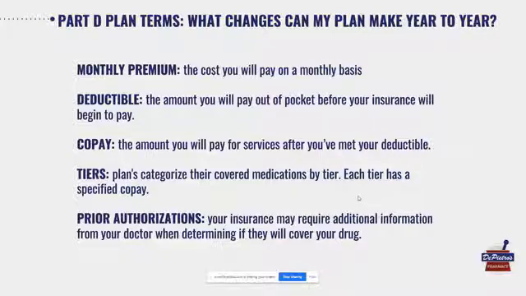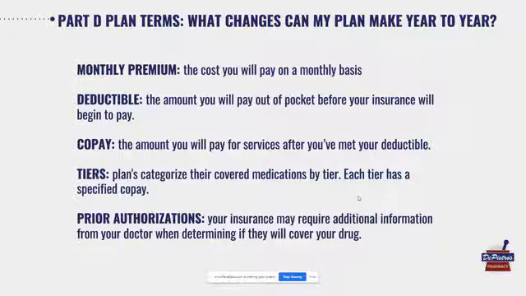Most people are aware of this term, prior authorization, but if you're not, your doctor may order a prescription and you go to the pharmacy to pick it up, and you hear that it's not covered unless your doctor sends paperwork to the insurance. So a prior authorization is a step where the doctor needs to submit additional paperwork to your insurance company for your insurance company to review if they are planning on paying for it or not.